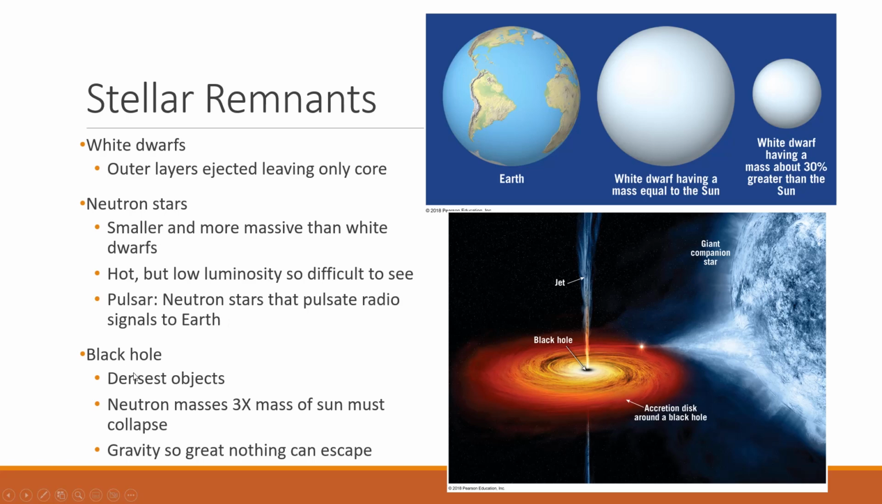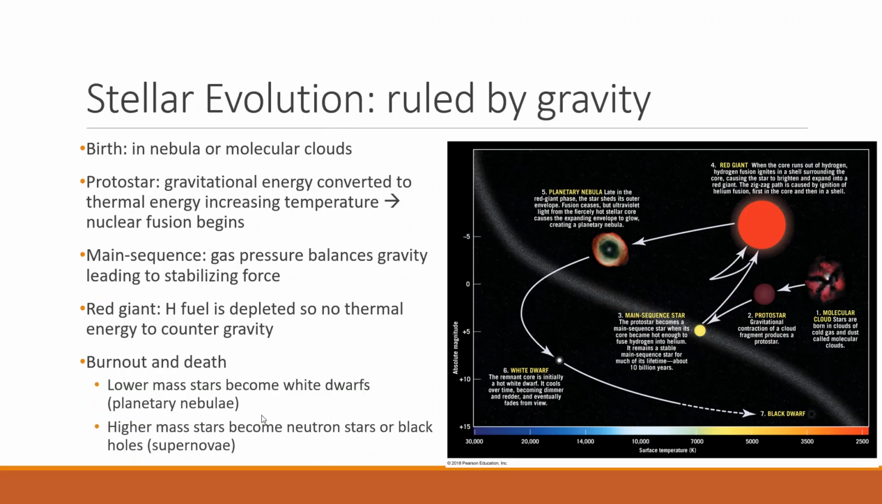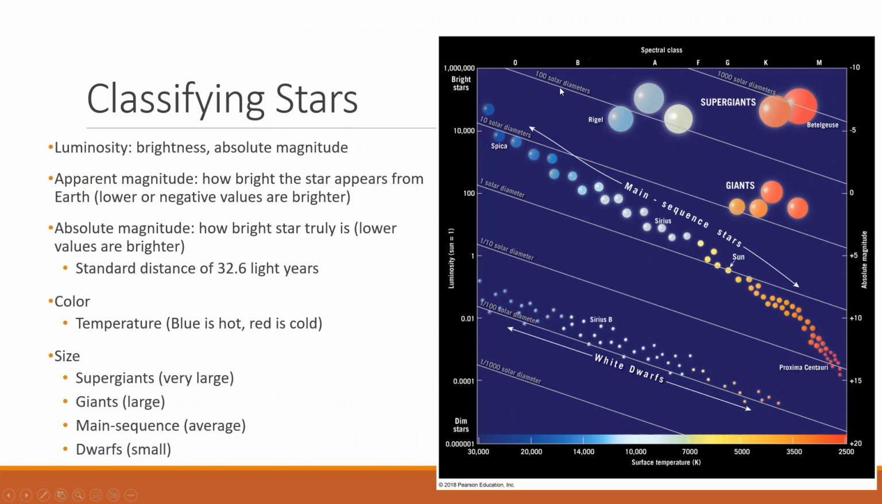Black holes are also coming from the high mass stars. They are the densest objects in the universe. They only are going to come from neutron masses that are 3 times the mass of the sun, collapsing down. So 3 times the mass of the sun. These are only going to come from very large things that are going through their life.